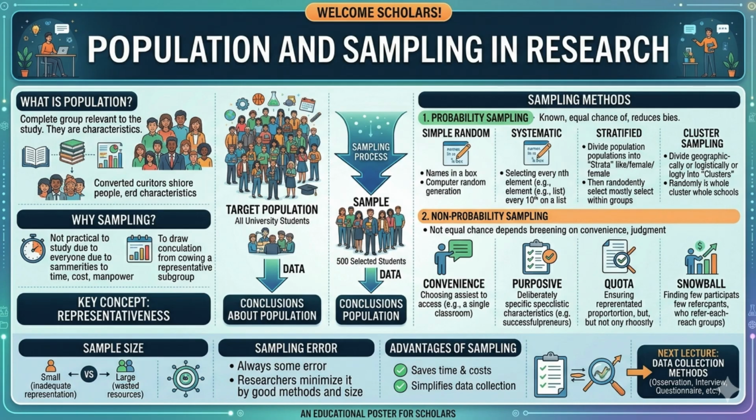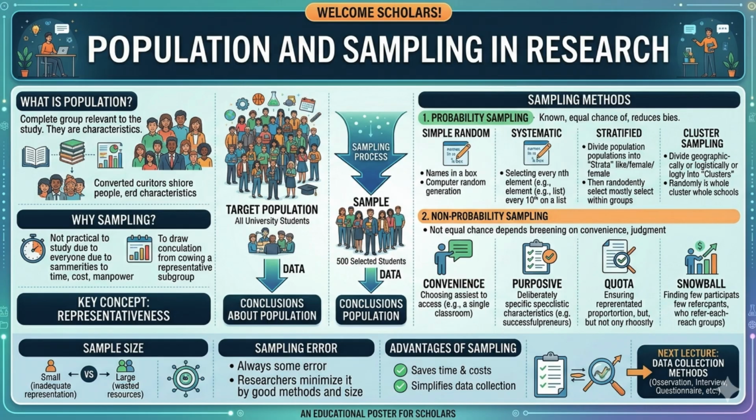Another widely used method is snowball sampling. This approach is particularly useful when studying hard-to-reach populations. The researcher begins by identifying a few participants and then asks them to recommend other individuals who meet the study criteria. This process continues until an adequate sample is obtained. Snowball sampling is often used in studies involving specialized professional groups or hidden populations.